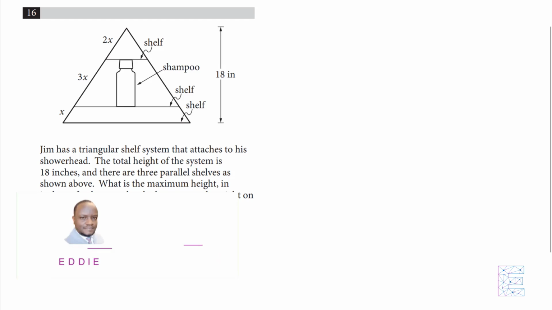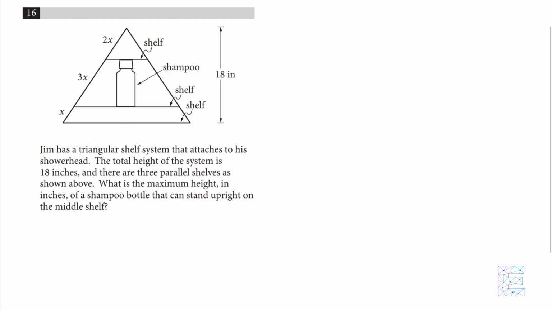Jim has a rectangular shelf system that attaches to his shower head. The total height of the system is 18 inches, and there are 3 parallel shelves as shown above. What is the maximum height in inches of a shampoo bottle that can stand upright on the middle shelf?